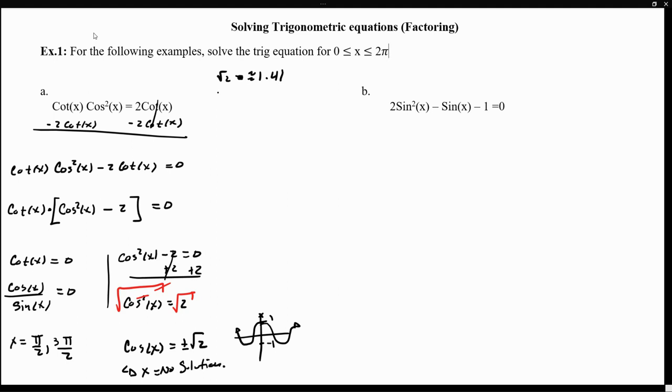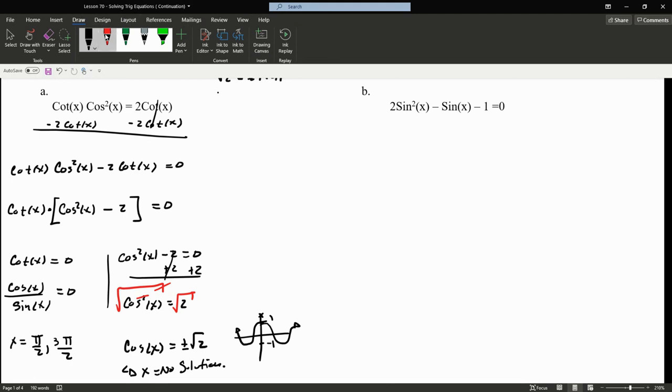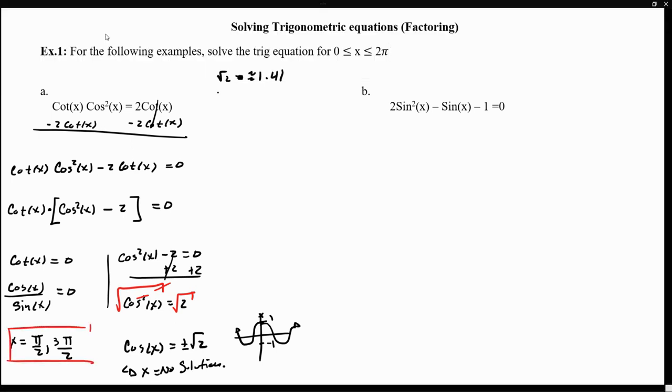So if we put it all together, for my first function I got two solutions, and for my second function I have no solutions. So I would put it all together: x is only going to have values of pi over 2 and 3 pi over 2.